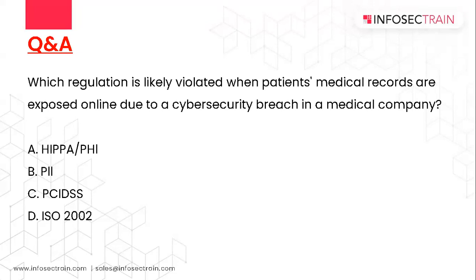Okay, so the question is saying which regulation is likely violated when patients' medical records are exposed online due to a cybersecurity breach in a medical company, right? So for that, we have option A, HIPAA, the Health Insurance Portability and Accountability Act, right? And PHI stands for Protected Health Information. So our HIPAA says that a person's medical record, his PHI, shouldn't be disclosed, right? So HIPAA is protecting the privacy and the security of individuals' PHI.